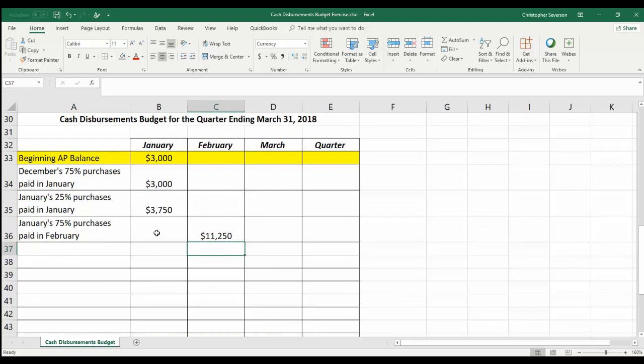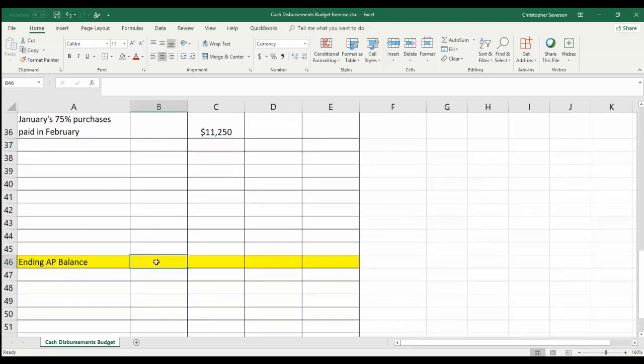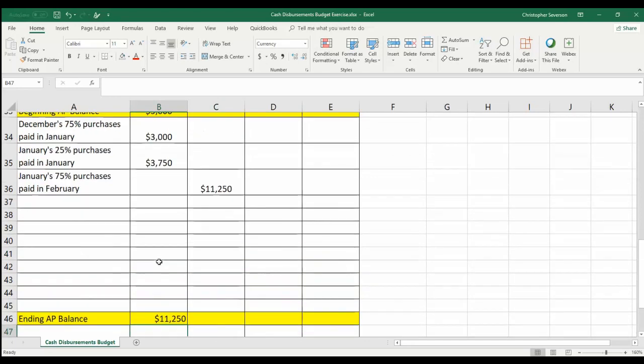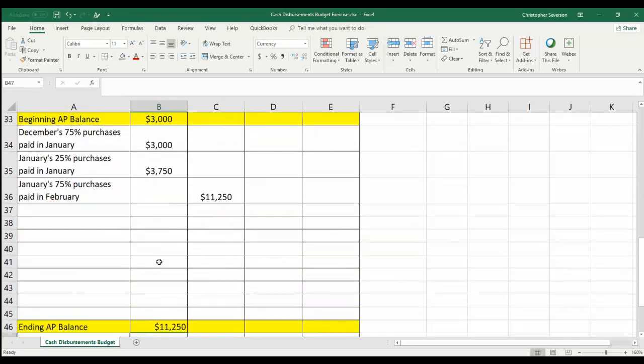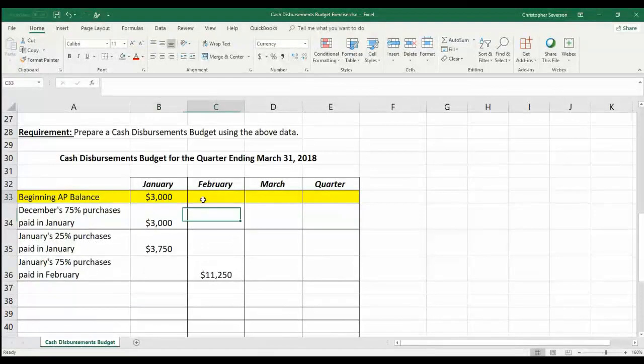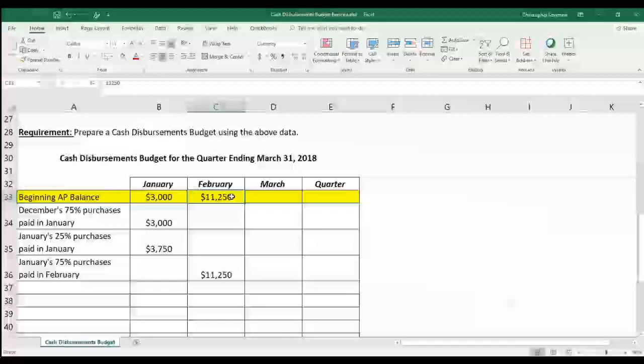Now, what I was initially going to do is the $11,250 that's due, that's accounts payable at the end of January, because it's going to be paid in February. It's a liability in January. We're paying it in February. So that same $11,250 goes up to the beginning of February.